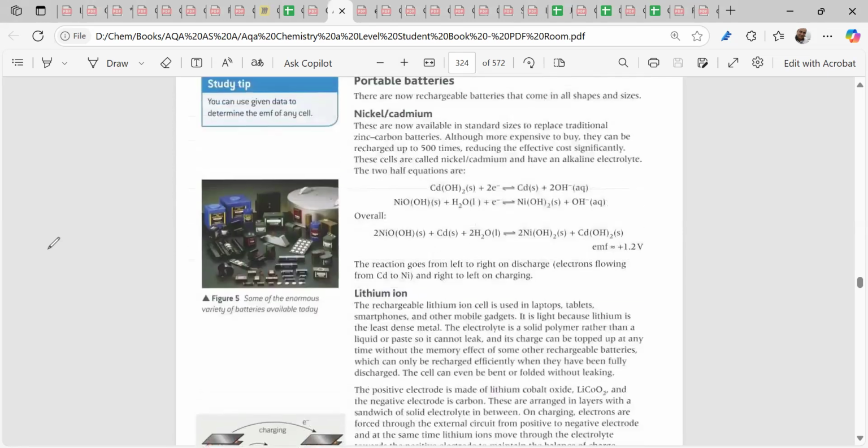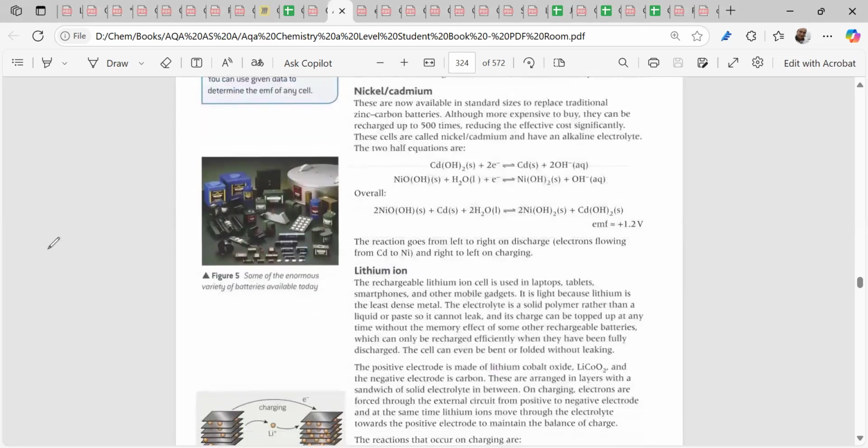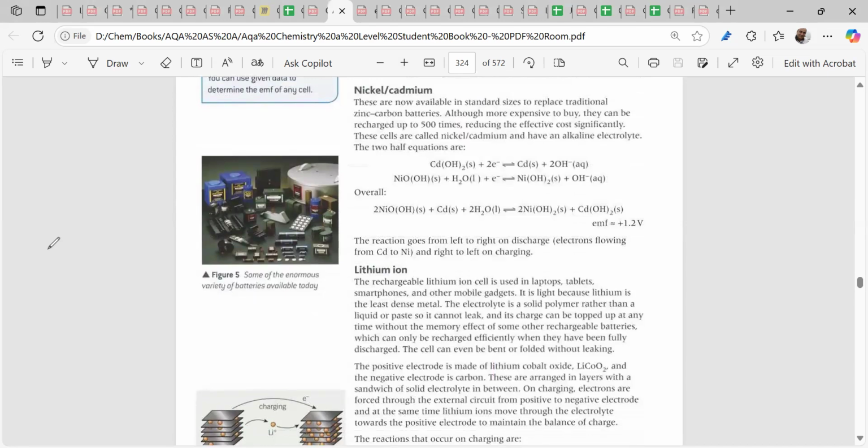This you can go to the nickel cadmium battery. So these things you have to just memorize. That's all, right? The nickel cadmium batteries are much more expensive, right? Because they can be recharged up to 500 times, right? And nickel cadmium batteries are mainly used in toys, as per the cell potential needed, right?